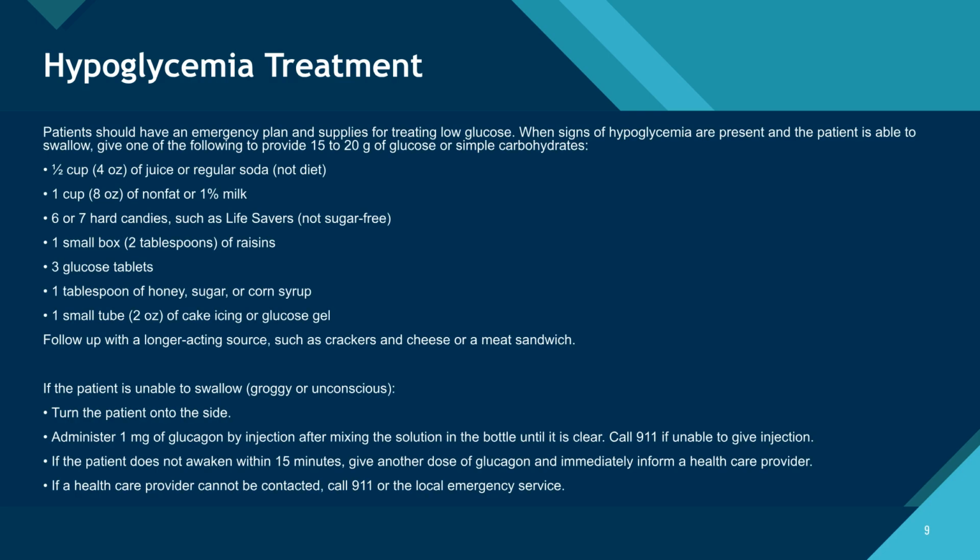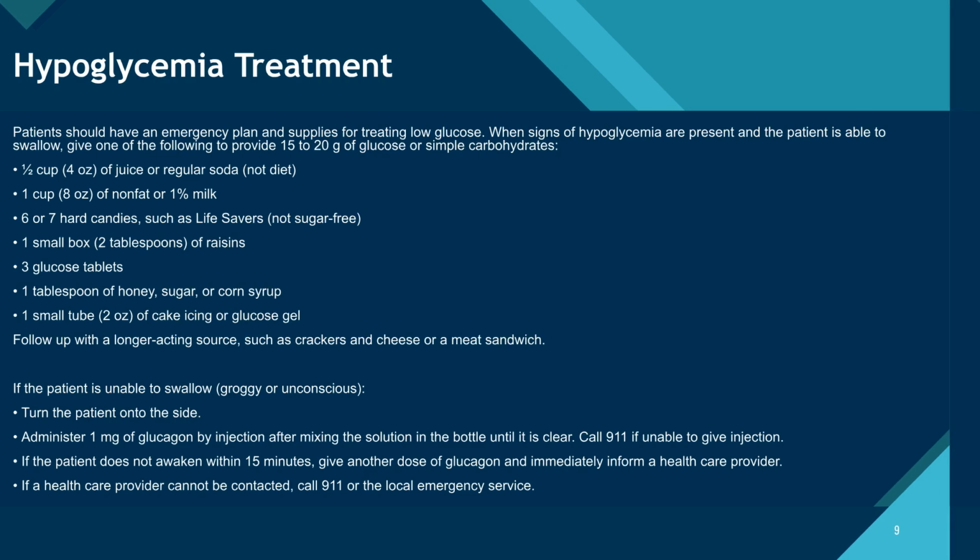For hypoglycemia treatment, if the patient can swallow, administer 15 to 20 grams of simple carbohydrates like juice or glucose tablets. Follow up with a longer-acting source. If the patient is unable to swallow, turn them onto their side, administer glucagon, and call for emergency assistance if they do not awaken within 15 minutes.